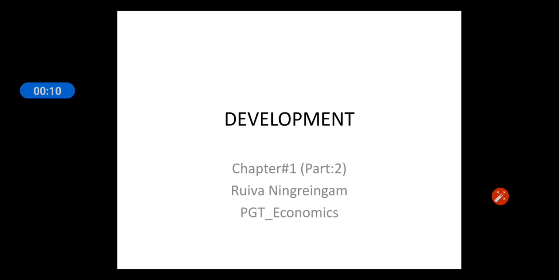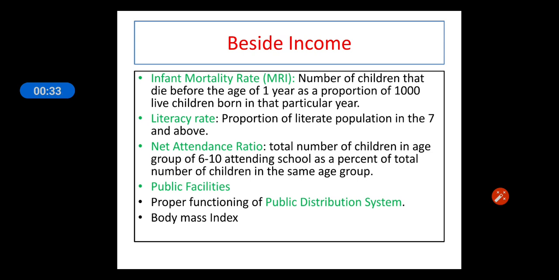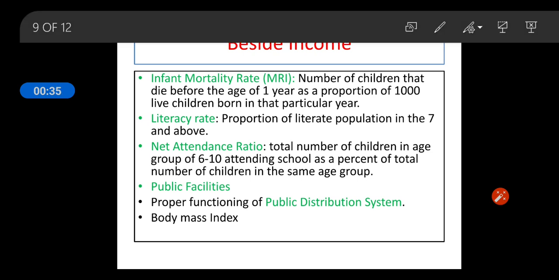In our previous class, we learned about the difference between growth and development goals, and per capita income, right? We have also learned that the World Bank used per capita income as an indicator of development. But besides income, there are also other indicators which are important. So let's see an example.